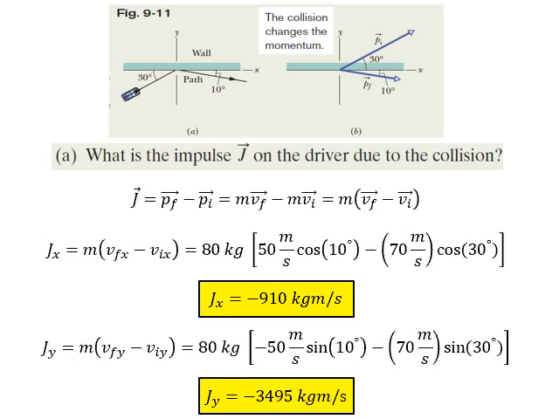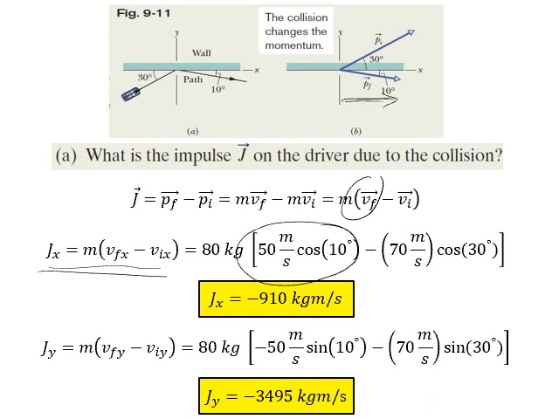Looking at the x part of the momentum, the x change in momentum would be the mass times the change in the x velocity. The x velocity before the crash would be 50 meters per second times cosine of 10 degrees. For the final velocity, the working angle is 10 degrees right there, and so we would take our 50 meters per second after the collision times cosine 10 degrees. That gives me the x component of my final momentum.